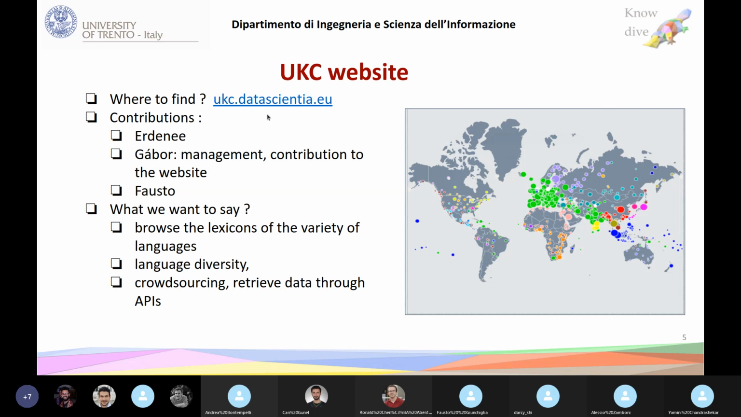This work contains major contributions from the master thesis student Erdene, who is the front-end developer, and myself as the back-end developer, and Gabar, who is in charge of the management and also has provided certain contributions to the aesthetics and also the functioning of the website. And finally, Fausto managing the entire process.